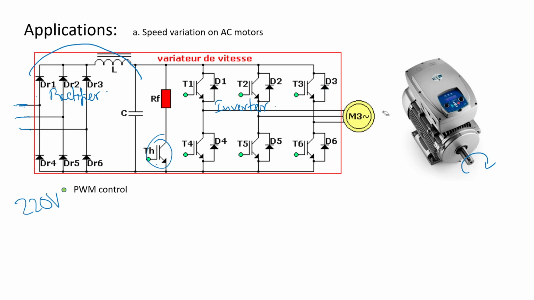So when we change the frequency, then we can change the speed of the motor. Of course it depends on the type of motor. There are many types of motor. Some motors are synchronous. It means the speed of the motor is synchronized with the frequency of the sine wave that supplies the motor. So we control the motor by just controlling the frequency of the signal that we supply to the motor.